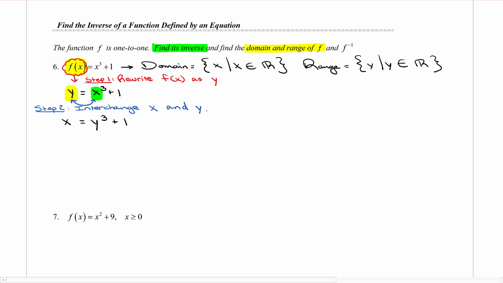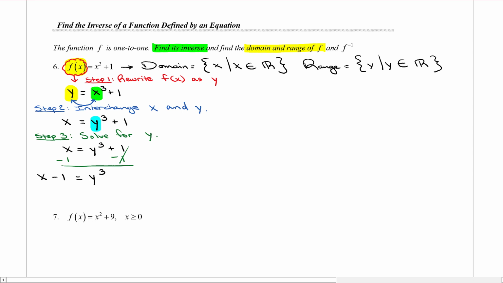So x is going to equal y cubed plus 1. Now, step 3. You see the y here? Now you have to solve for y. So let's go ahead and do that. Let's solve for y. I'm going to subtract 1 from both sides of the equation. And then I'm going to have x minus 1 is equal to y cubed.